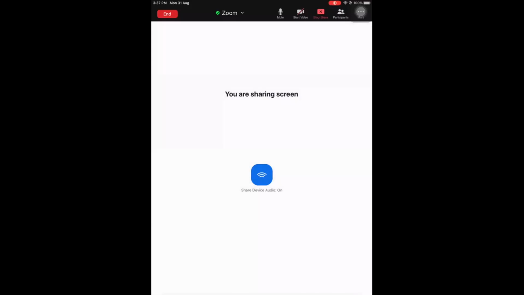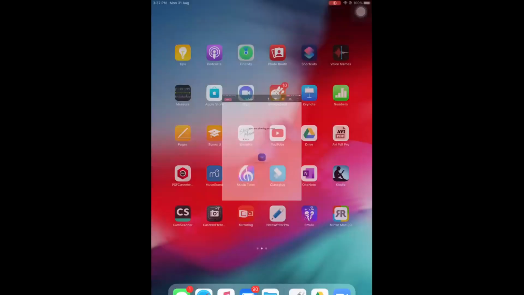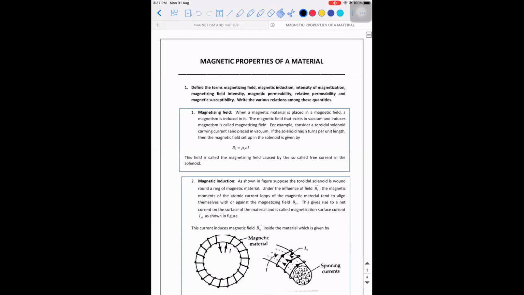So last class we were discussing the magnetic properties of a material, right? I'm sharing my screen. I prepared a slightly different document, which will be easy for you to understand. So you can make a note of it. Last week I told you, right?